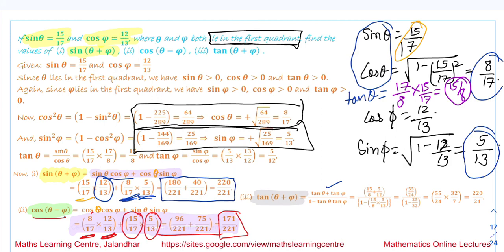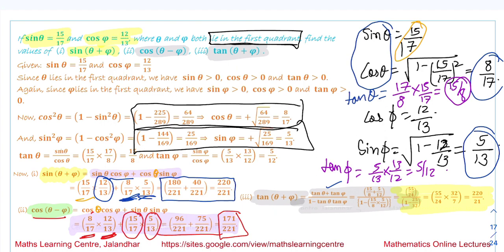This is the value of tan theta, and the value of tan phi is 5 by 13 into 13 by 12, that is equal to 5 by 12. So we substitute these values in this formula, and on solving these values we obtain the answer as 220 by 21. So these are the values of all these three angles, that is sine of theta plus phi, cos of theta minus phi and tan of theta plus phi.